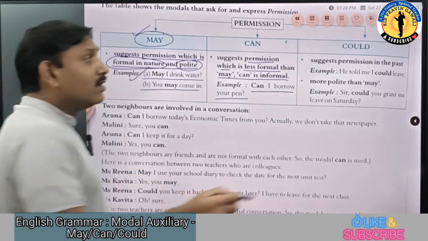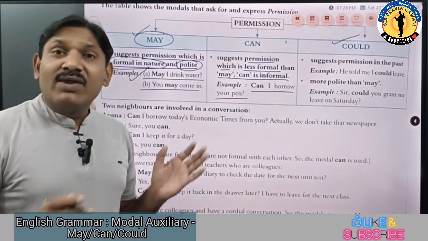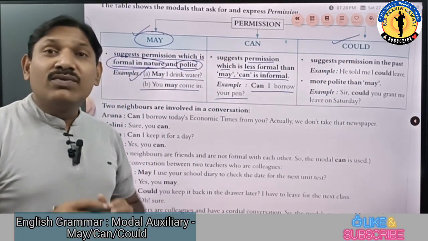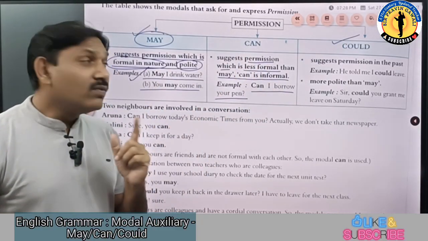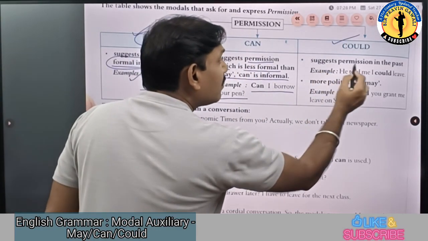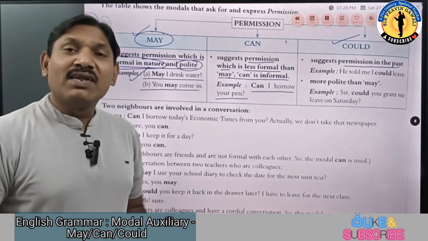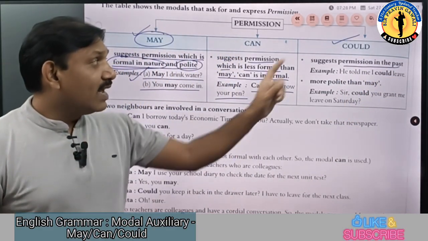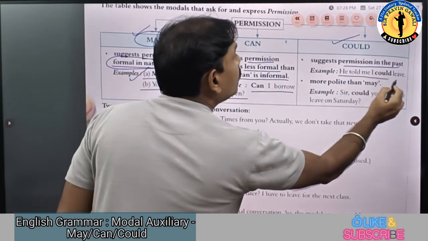Now the next one we are going to learn is could. When do we use could? Earlier we studied when to use should. Now, when to use could? See students, we use it to suggest permission in the past. If we are going to suggest a permission in the past, at that time we can use could. For example, he told me I could leave.